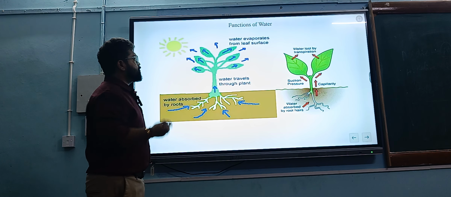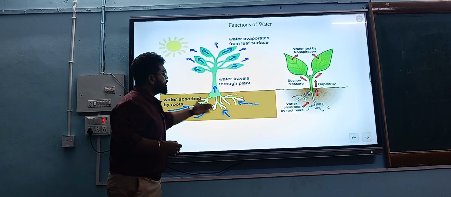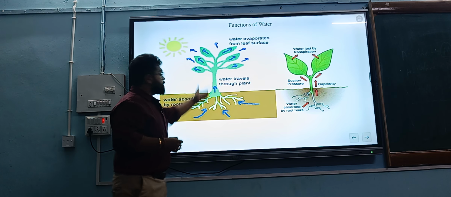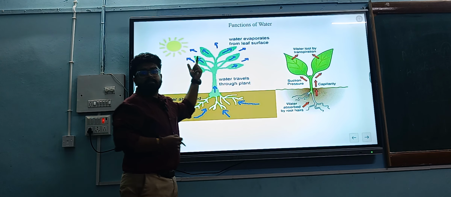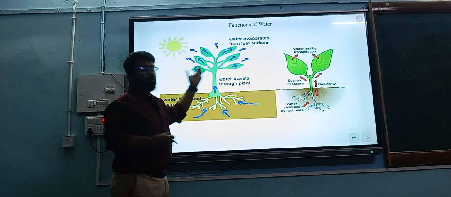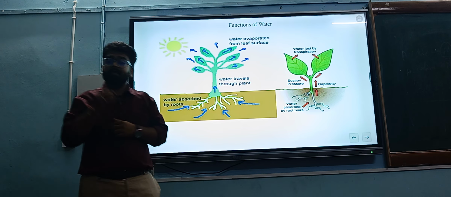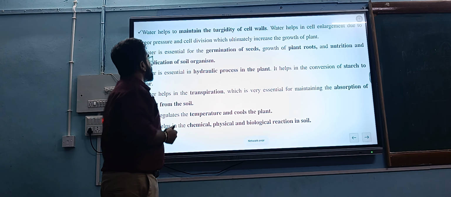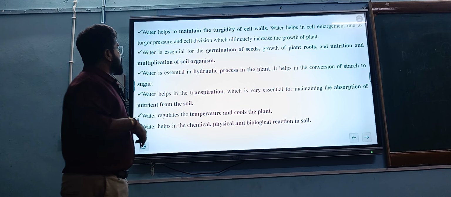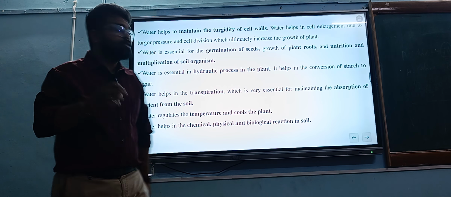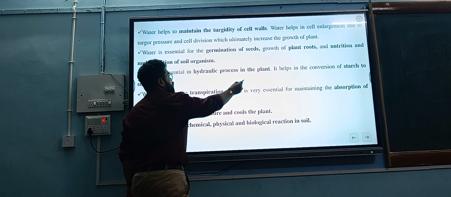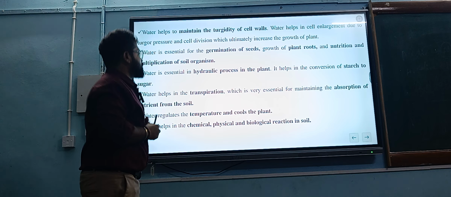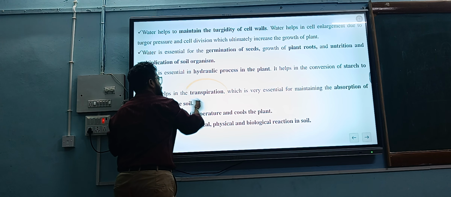Further, if you see the functions of water, water is absorbed by the root, water travels through the plant, and water evaporates from the leaves. In this process, nutrients are also absorbed. It maintains the cell turgidity and it maintains overall growth of the plant. So, water plays a significant role in the developmental process of the plant. It plays a very important role in seed germination. It plays a very important role in hydrolytic processes in the plant, that is conversion of starch to sugar. It plays a very important role in transpiration.